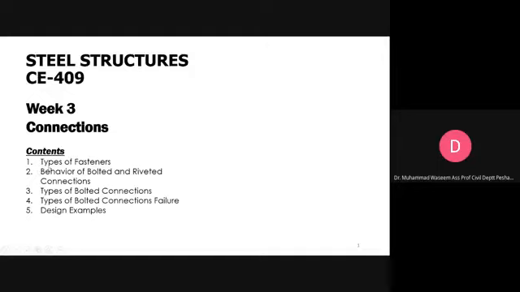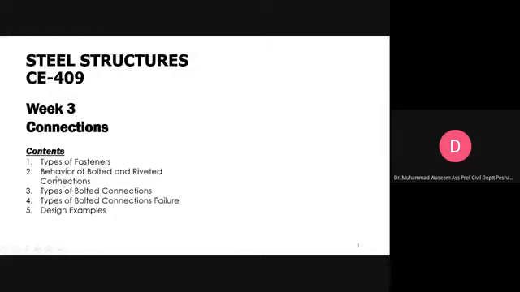In this lecture, first we will talk about the types of fasteners. What are fasteners? Fasteners are the components which make up the connections, and we will discuss 3 different types of fasteners in this class. Those fasteners are rivets, bolts, and welds. We will go through them shortly.